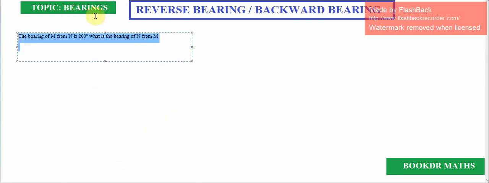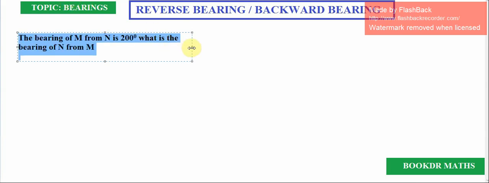The bearing of M. Let me increase the font size so that you can really see what is on the screen. The bearing of M from N is 200 degrees. What is the bearing of N from M? Another form of reverse bearing. Let's look at this question. The bearing of M from N is 200. What is the bearing of N from M?